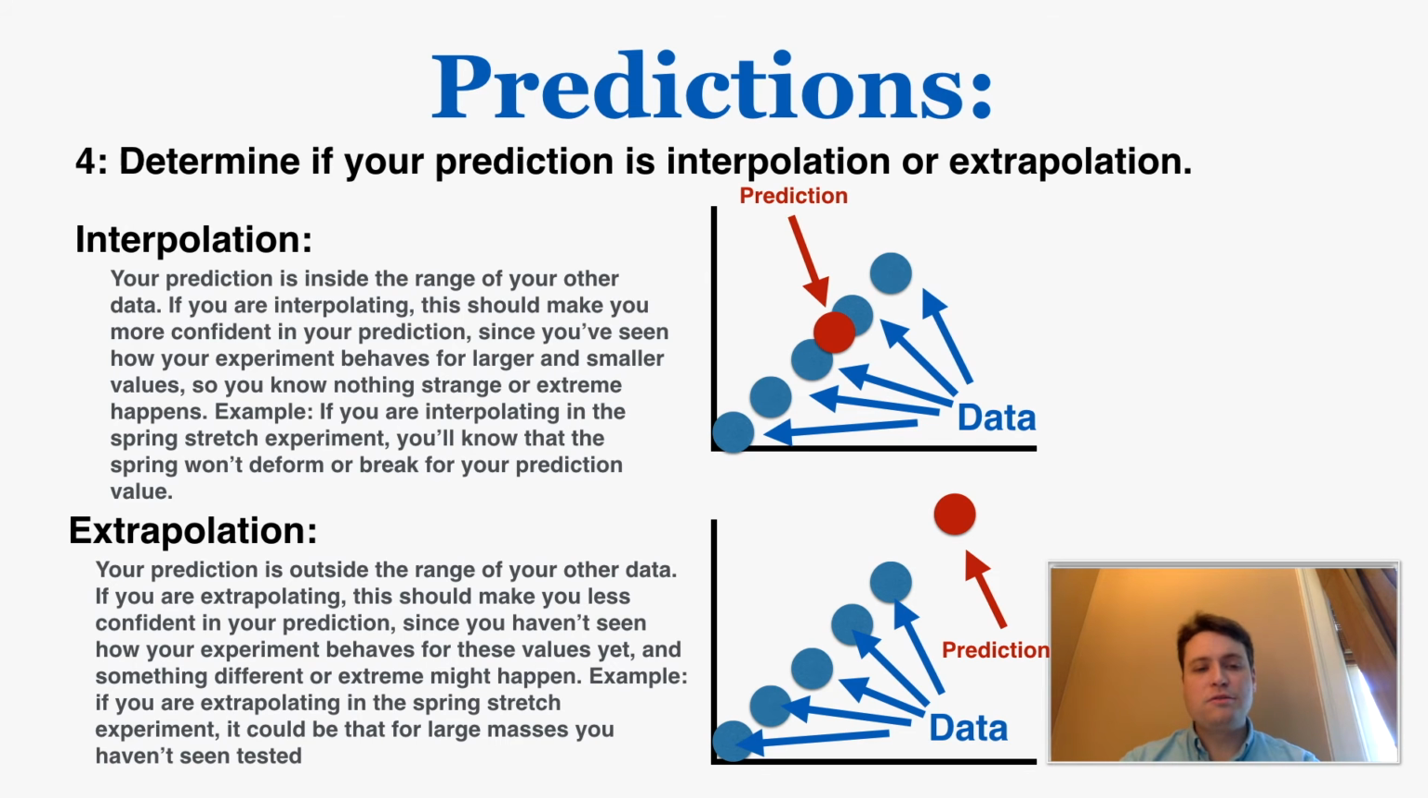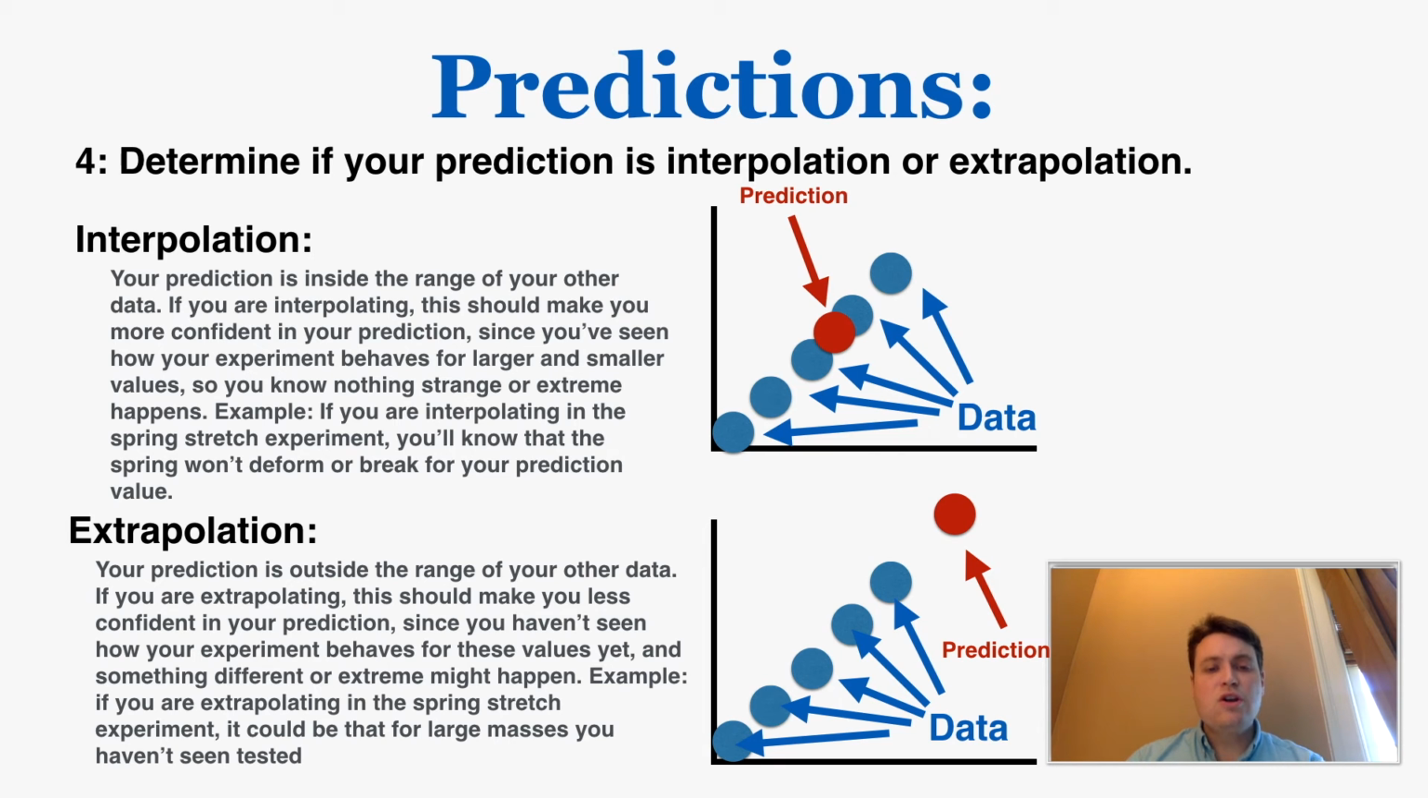Finally, the 4th part is to determine if your prediction is interpolation or extrapolation. So interpolation means predicting something that will happen for an IV that's between other measurements that you've already taken. So if I've measured the position for the times 2, 4, 6, 8, and 10 seconds, and I then ask what will be its position at 5 seconds, 5 is within the range of numbers that I've already tested. So that would be interpolation.